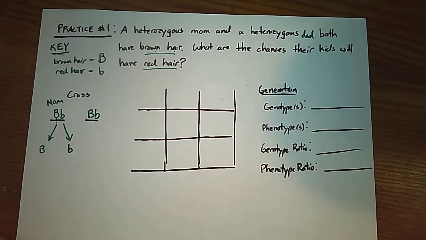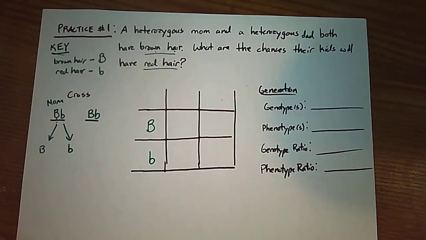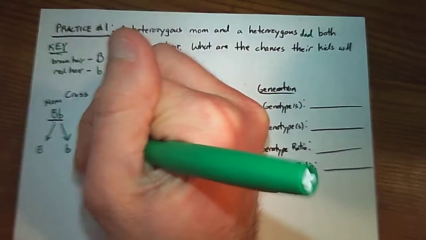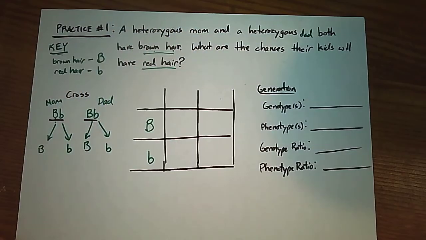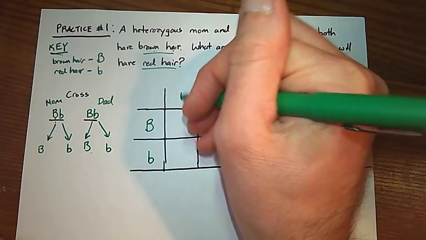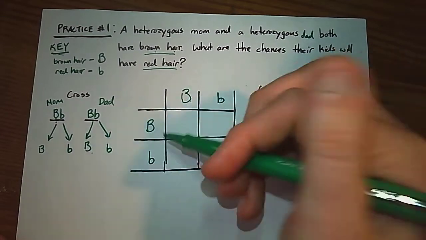So what we have to do in our Punnett square, let's set that up: big B, little b. Let's cover all our options. Same thing with dad. Dad could pass down the big B, or he could pass down the little b. So we're going to put an uppercase B here, dominant, and a lowercase b here. And then I just fill this out.